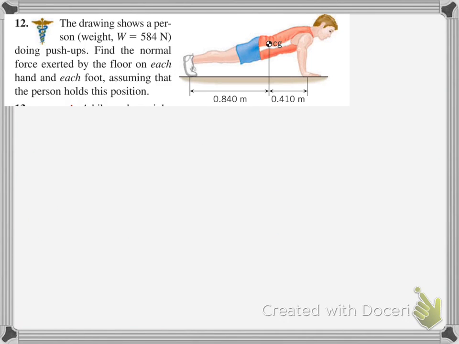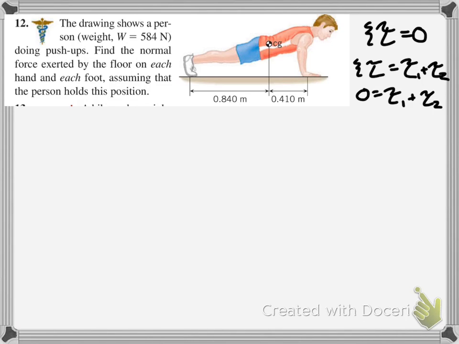Alright, another problem. The drawing shows a person who weighs 584 newtons doing push-ups. Find the normal force exerted by the floor on each hand and each foot, assuming that the person holds his position. Alright, so first thing you gotta do is realize that your guy is in equilibrium. So his net torque is 0, which is also equal to your torque 1 and your torque 2. That means that 0 is equal to torque 1 plus torque 2.